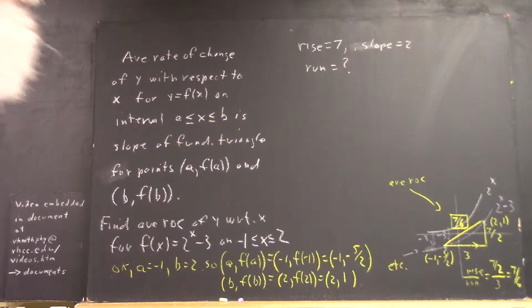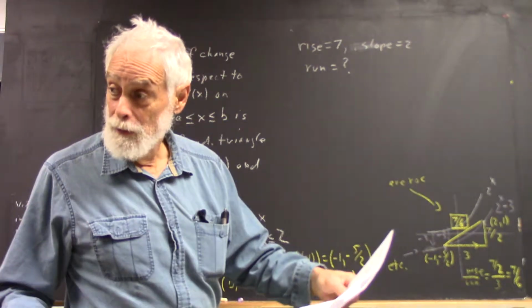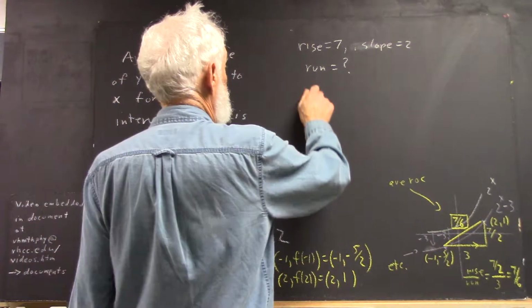7 over x equals 2. Yeah, very good. Actually, the way I'm going to say to do it, though, is, well, let's see.